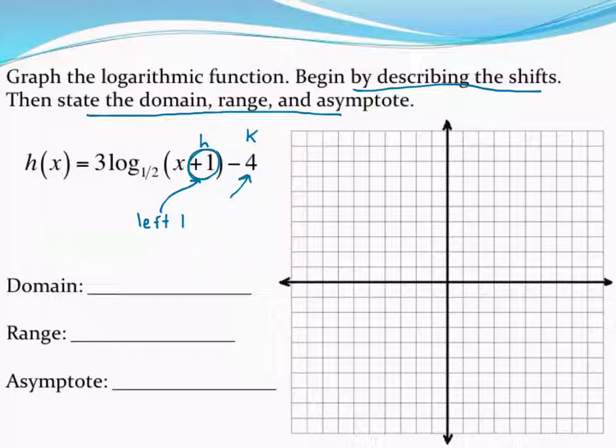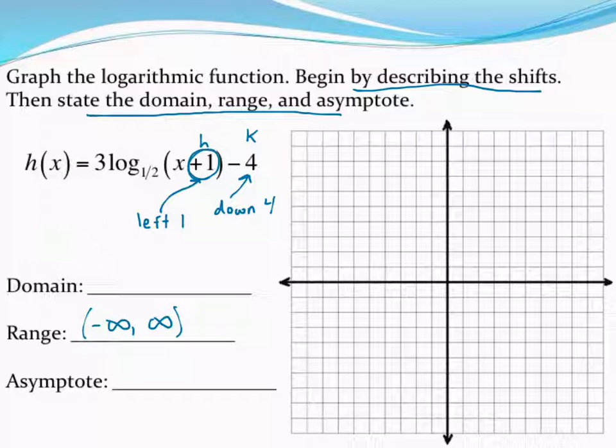The k value then, the number being added or subtracted not in the parentheses, will be your vertical shift. It does what it says it will do. It moves the graph down 4, but it doesn't affect where the asymptote is. Okay. My range for a logarithmic function is always -infinity to +infinity. It goes forever down and forever up.